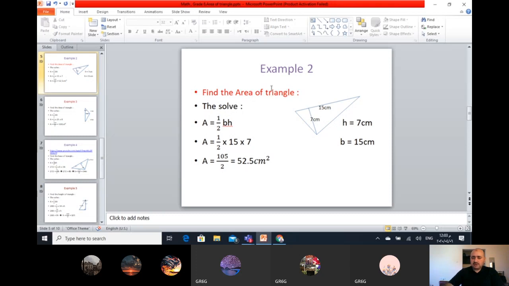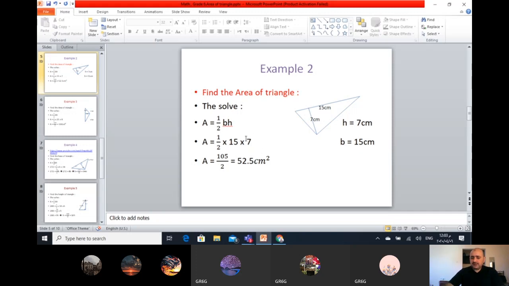How to solve the area of this triangle? At the first step, write the area. A equals 1/2 multiplied by the base multiplied by the height. Now I want to find the value of A. In this side we have A. In the next side we have 1/2 times the base. The base is 15 centimeters, so right here is 15. And the height is 7 centimeters, so right here 7.